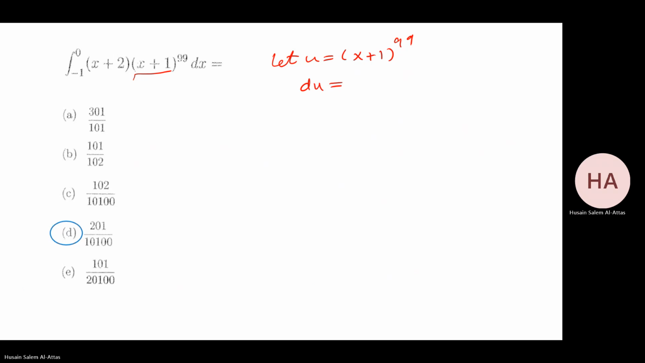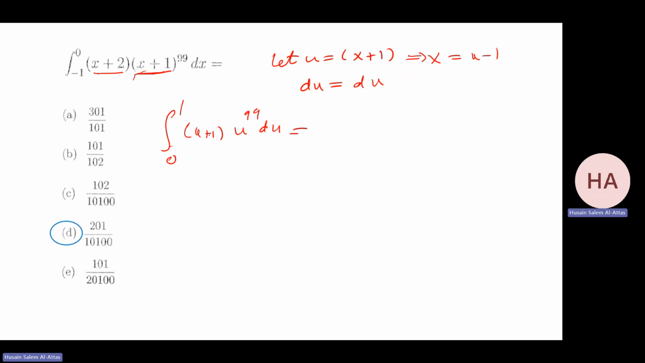I need to make this u so that I can control the exponent. du will be dx. And x is what? x is u minus 1. So if x is -1, that will be 0. If x is 1, that will be 1. Since x is u minus 1, you add 2. So I have u plus 1 times u to the power 99 du.